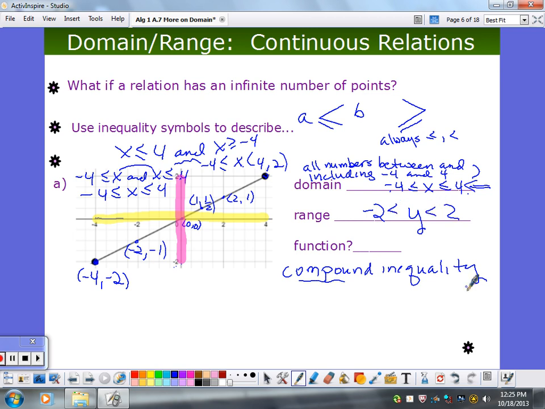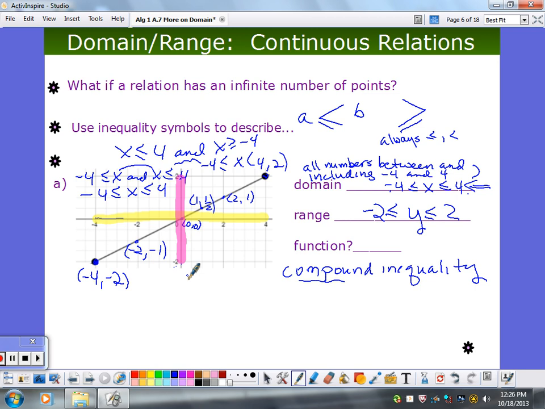It's between them, so I'm putting less thans. And now I have to determine, am I including -2 and 2? Here it is, -2. Yeah, they're in it. So you make them equals. So y is between and includes -2 and 2. And this is the hardest part of the whole thing, right? Can you see that the x's go here, and can you see that the y's go here? If you can see that, the rest will be fine.